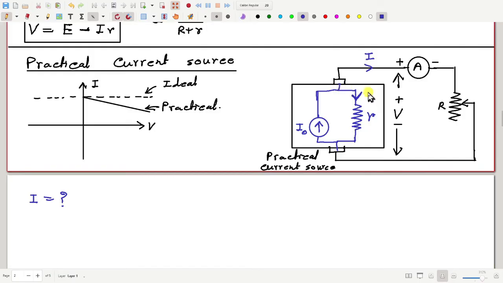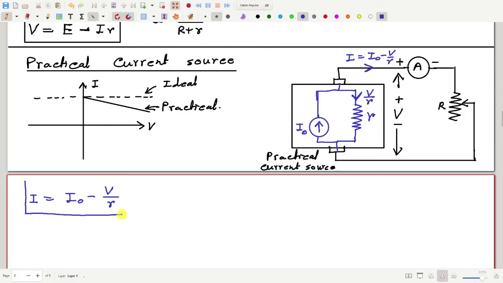V by R. Excellent, V by R. And if this is V by R, then how much is this capital I? I naught minus V by R. Excellent. So I is I naught minus V by R. Again, this is a straight line relationship between capital I and capital V.